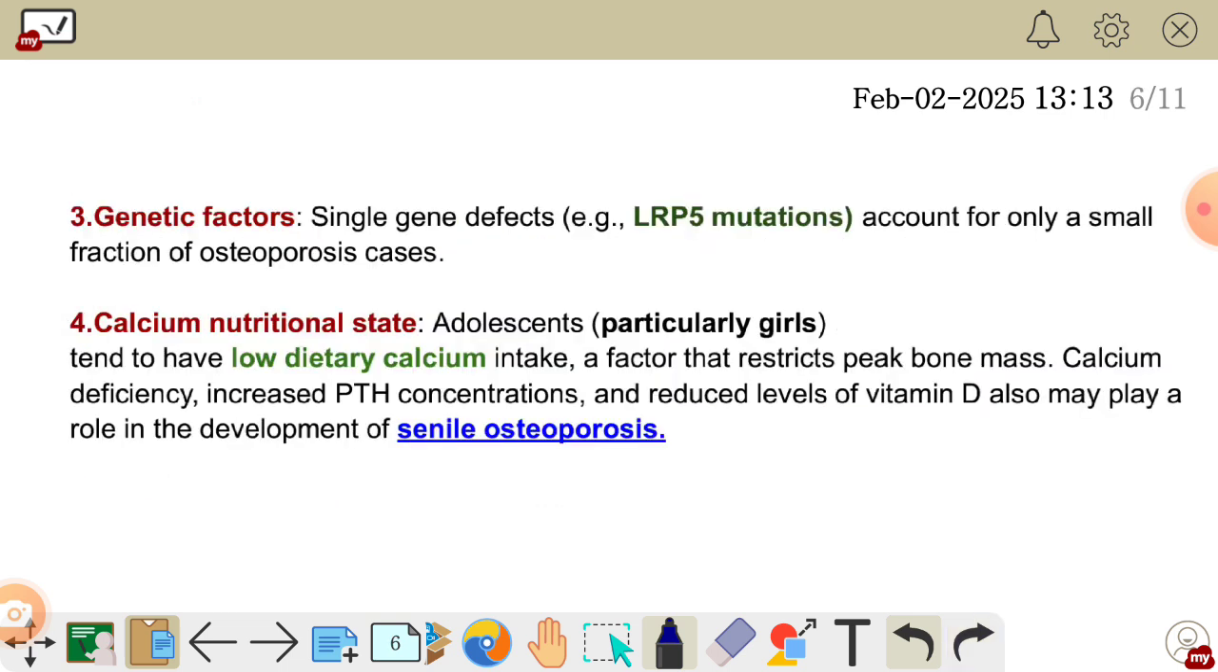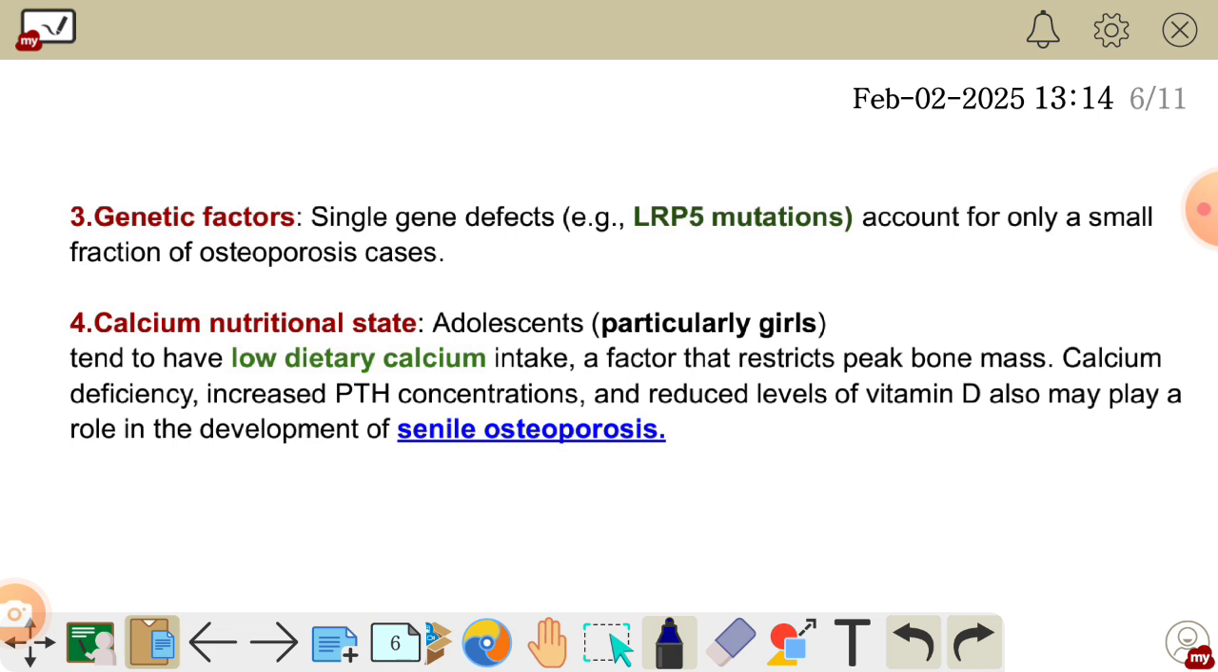So we also have genetic factors. Here we're talking about single gene defects, such as LRP5 mutations. These account for a small fraction of osteoporosis. These genes are involved in the formation of bone. So if we have a mutation in these genes, there will be more bone resorption than bone formation, and that will lead to osteoporosis.